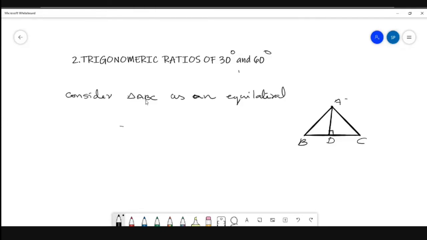Equilateral. So let us take an equilateral triangle. We know angle A equal to angle B equal to angle C equal to 60 degrees. Now we draw a perpendicular AD to BC. That is, draw perpendicular AD from A to BC. That is, AD perpendicular to BC you can write.